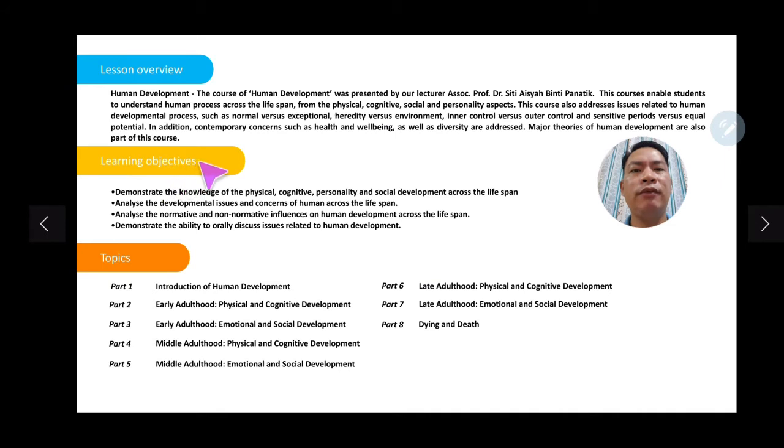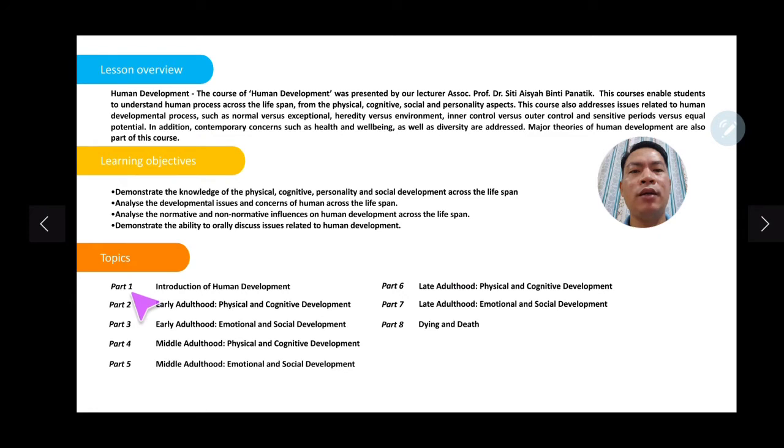Learning objective. Demonstrate the knowledge of the physical, cognitive, personality, and social development across the lifespan. Analyze the developmental issues and concerns of humans across the lifespan. Analyze the normative and non-normative influences of human development across the lifespan. Demonstrate the ability to orally discuss issues related to human development.